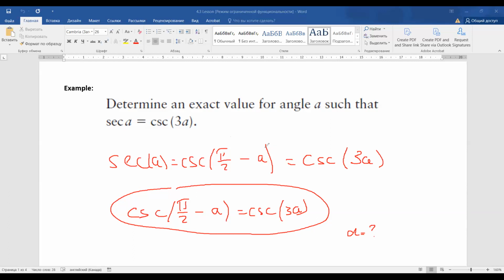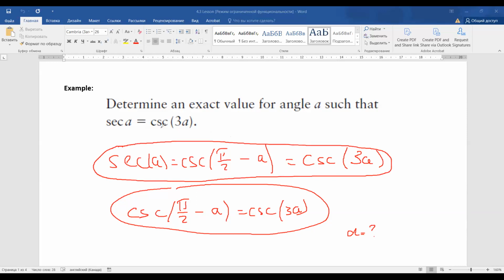Okay, as I have already explained the first part of the solution, when we implement equivalent ratios, we got to the point where we have cosecant of pi over 2 minus a and cosecant of 3a. Basically, the same function on the left and right hand side, and thus the angle should be equal. So my conclusion is that pi over 2 minus a equals 3a.